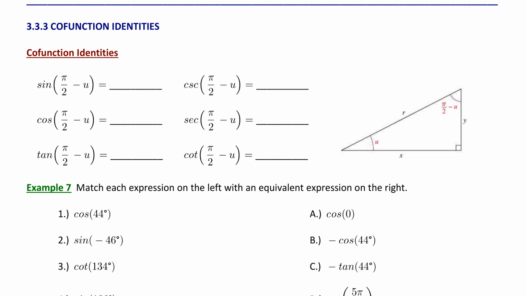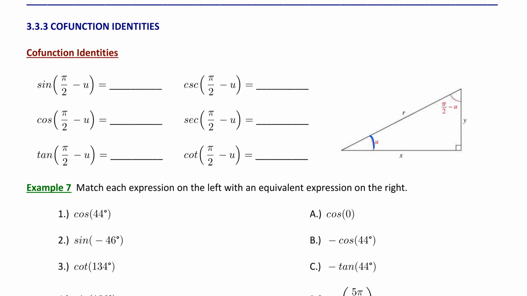Let's wrap up section 3.3 with cofunction identities. Cofunction identities express a unique relationship between sine and cosine, tangent and cotangent, cosecant and secant. To visualize these relationships, we can use the right triangle over here on the right side. Notice on this right triangle we have angle U.